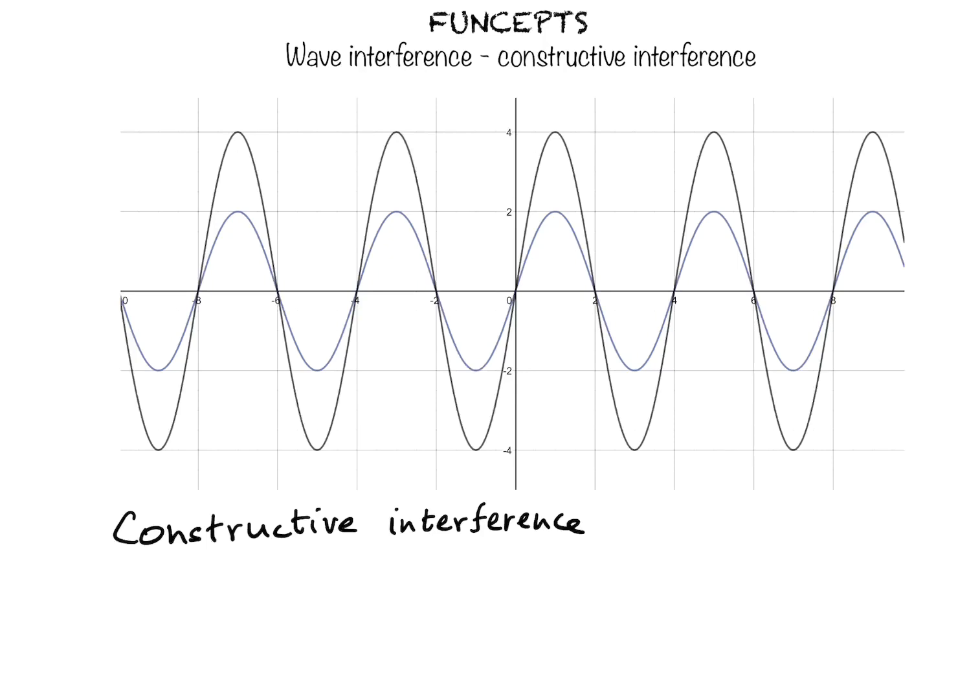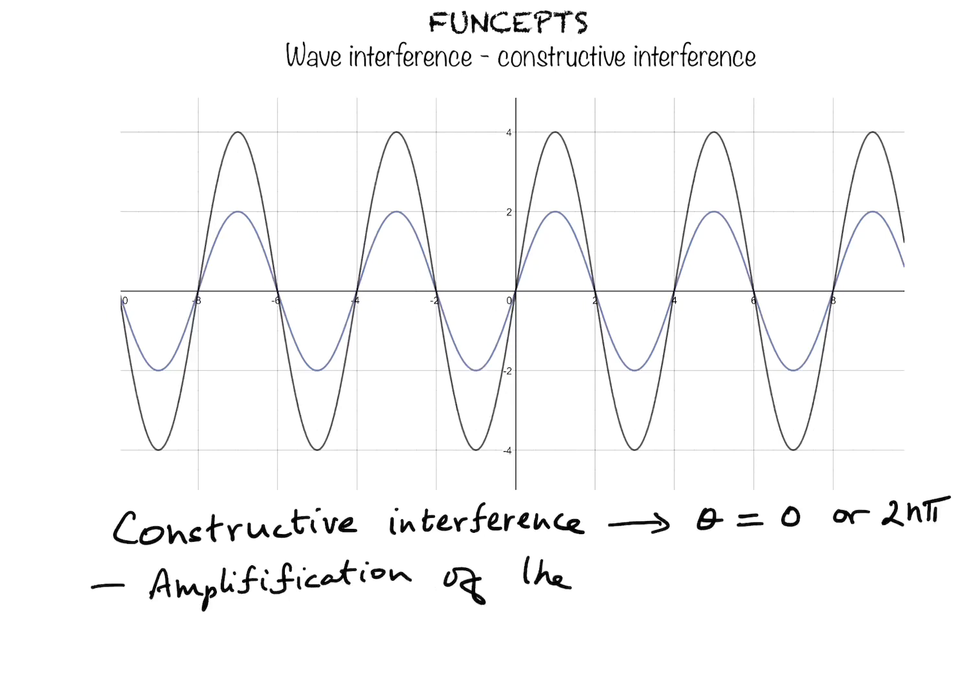Okay, when does this occur? It occurs when the phase difference between the waveforms, theta, is equal to 0 or some integer multiple of 2 pi. So we'll write that as 2n pi, where n is any integer. And constructive interference will result in amplification of the sum signal.